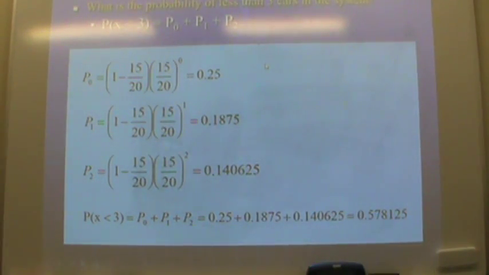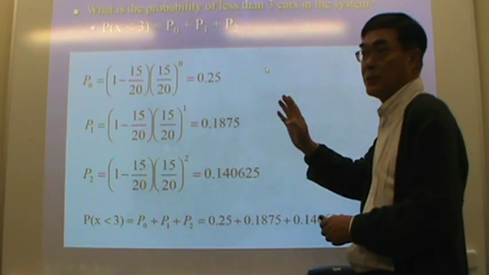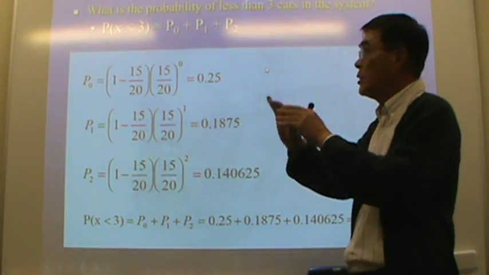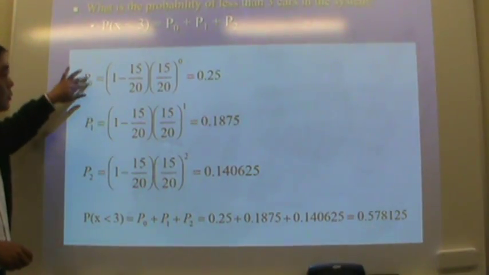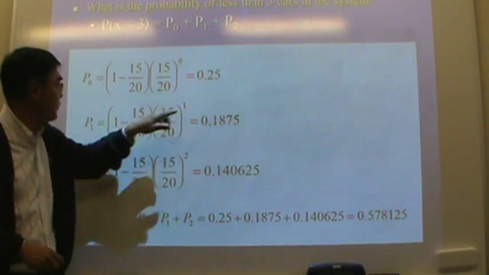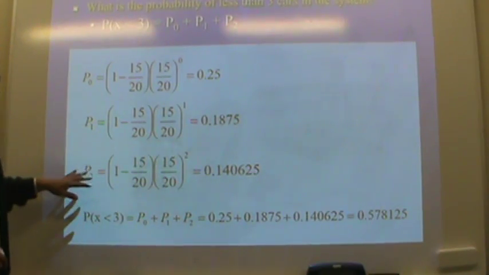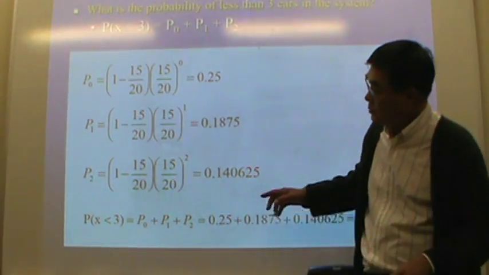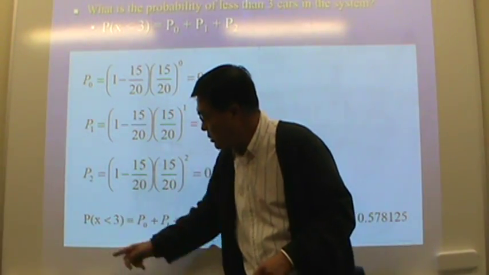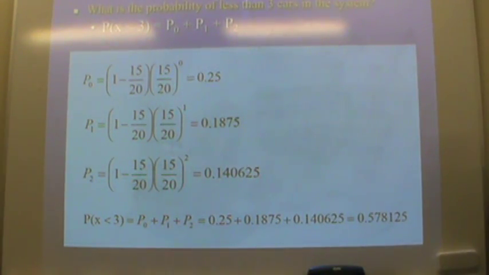If you want information like what is the probability of less than 3 cars? Less than 3 cars means 0 cars, 1 car, 2 cars. Then probability of 0 cars is 0.25, probability of 1 car in the system is 0.111875, and so on. Then add them. Then the probability of less than 3 cars in the system is 0.578125. Somewhat complicated, right?